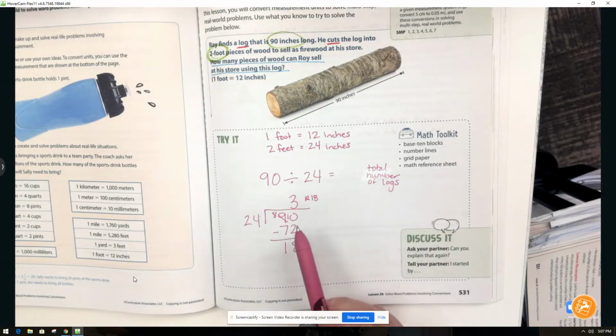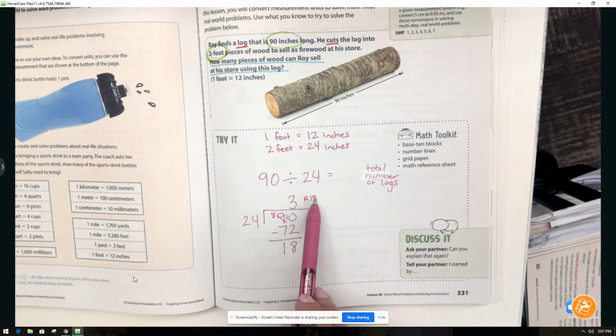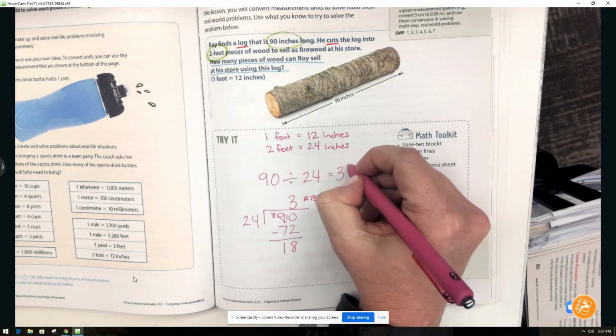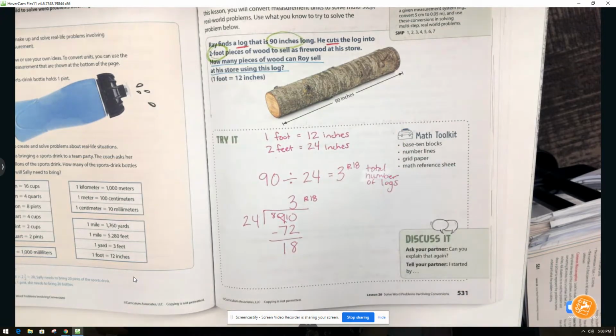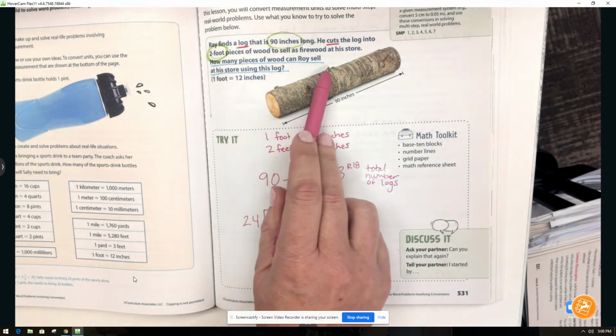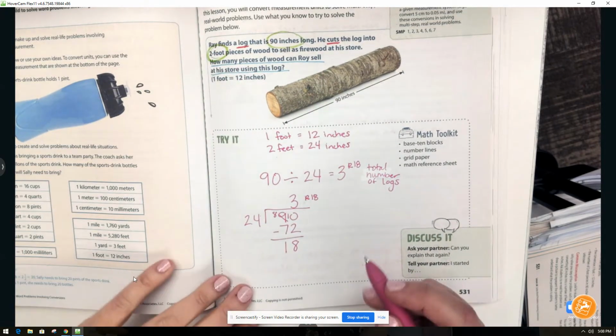So what this means is that we can cut out 3 24-inch logs, and then we have 18 inches of a log left over. But remember, the question is asking, so our answer here is 3 remainder 18. But remember, the question wants to know how many pieces of wood he can sell if he needs to have a 2-foot piece to sell.